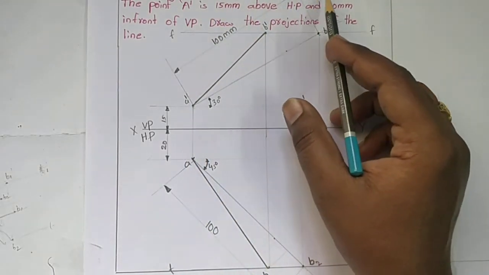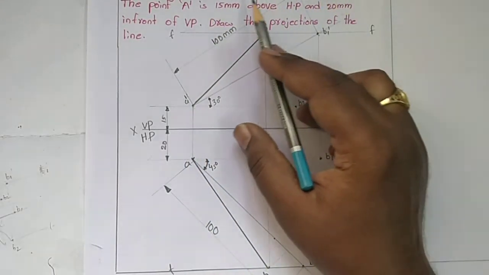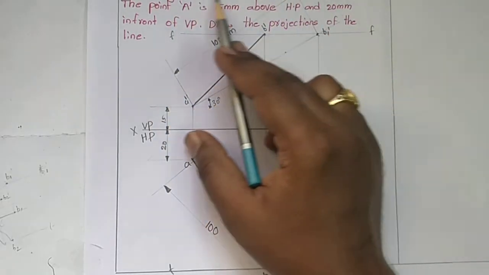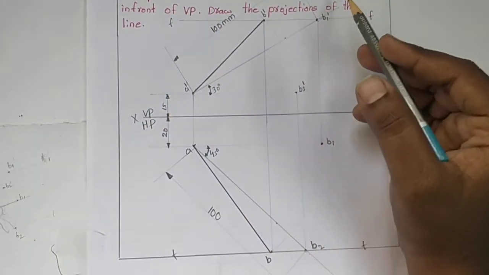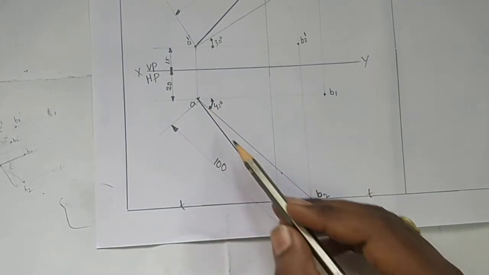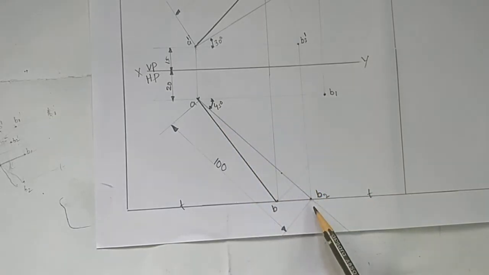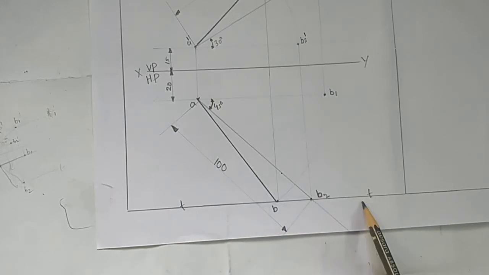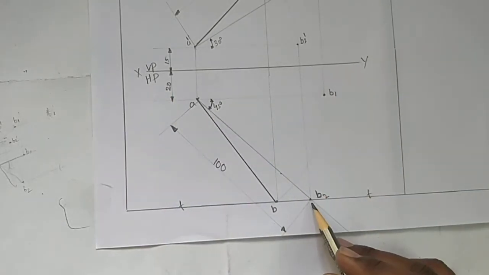Next, similarly I drew 45 degrees to VP. The line AB of length 100 mm is inclined at an angle of 45 degrees to VP. So from point A I drew one 45 degrees line, inclined to VP. On this 45 degrees line I measured the length 100 mm from A to point B2. On this point I drew one horizontal line that is parallel to XY. Okay, it is the locus of the line B2, known as the top view projection.